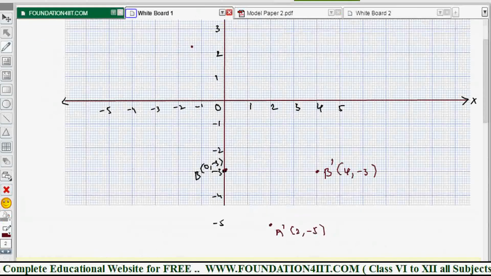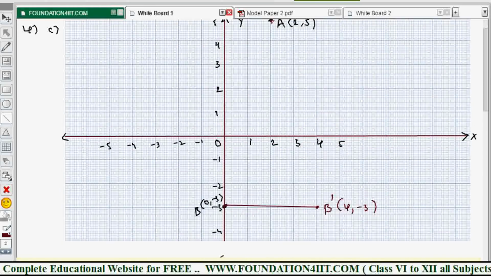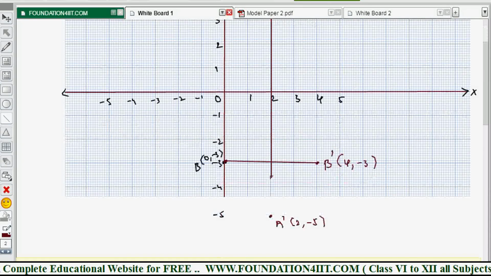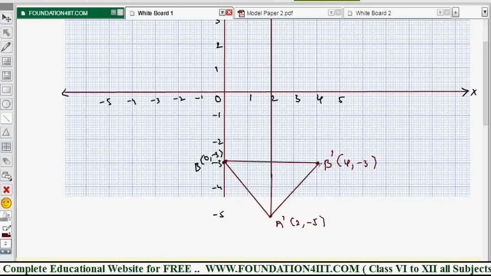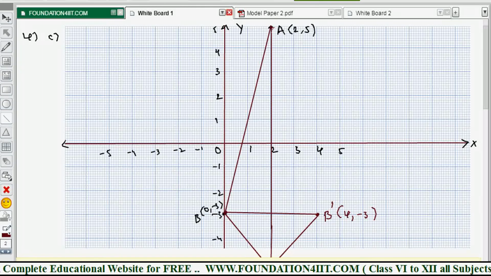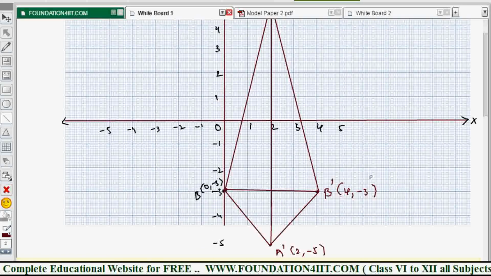Then let's just join this. This B dash is on the diagonal and A dash. Take this A, extend this to A dash. And if you join all 4 points, here is A to A dash and A to B dash. So this diagram is a kite. A A dash B B dash is the kite shape.